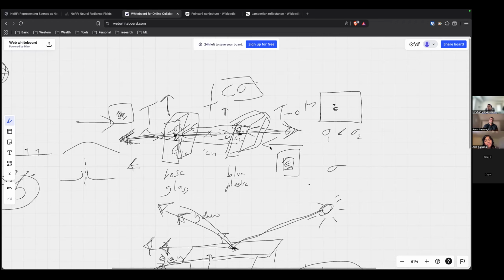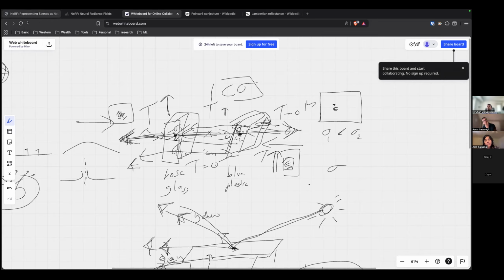But if you view it from this direction, the transmittance will be high in this area, because there's nothing there. But once you hit this plastic block, in this entire region, the transmittance will go to 0, because it will absorb everything. It will not let anything pass. So that is kind of the idea. So that is why they have this transmittance in the equation.